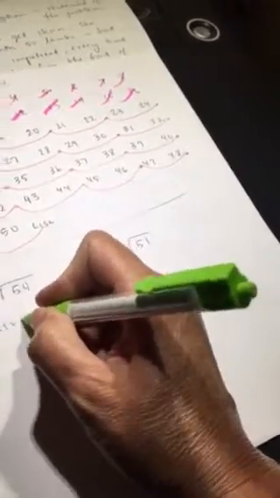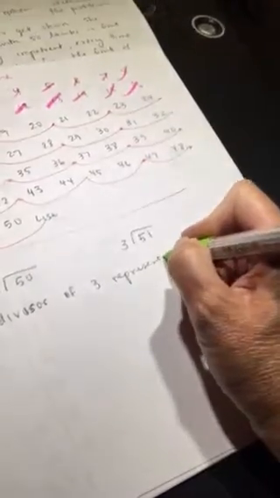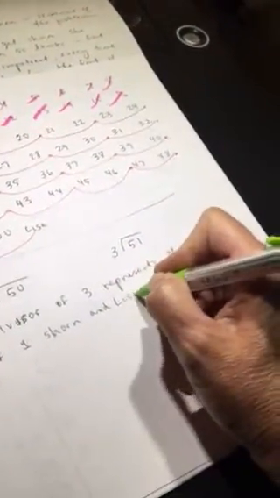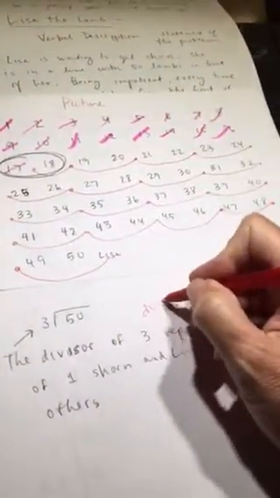the divisor of 3. I misspelled divisor, D-I-V-I-S-O-R. The divisor of 3 represents the 3 lambs: 1 shorn and Lisa sneaking past 2 others. So whether you're doing 50 divided by 3 or 51 divided by 3, there's my, I'll write it in red, the divisor.